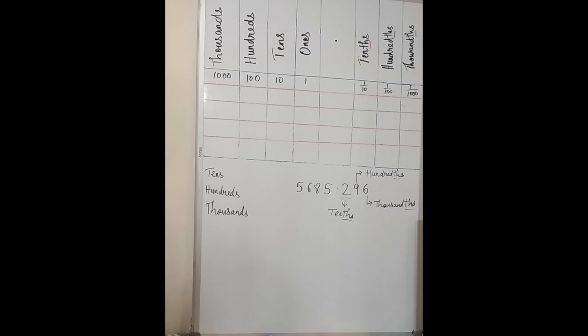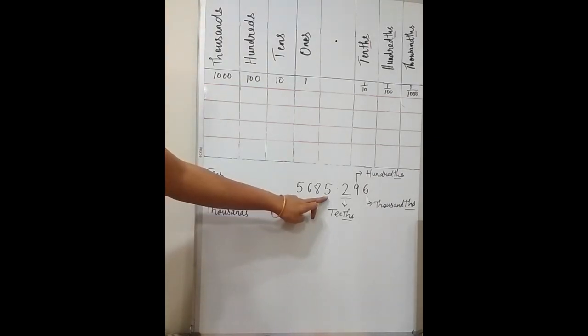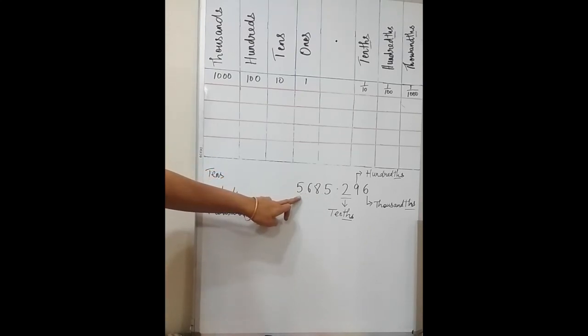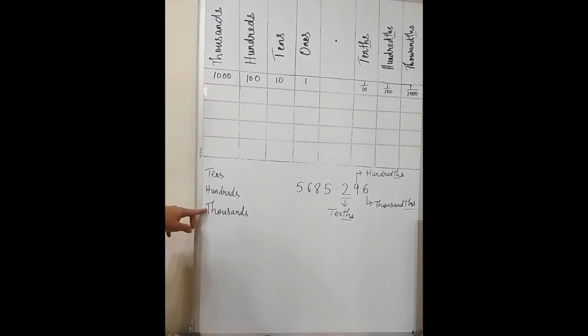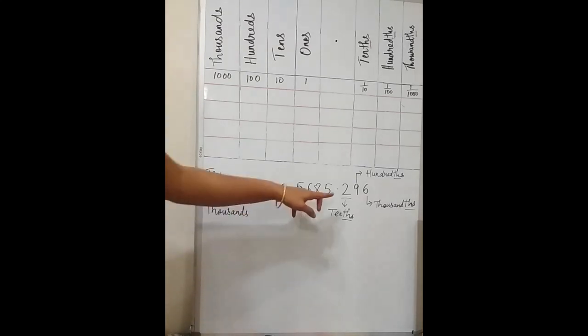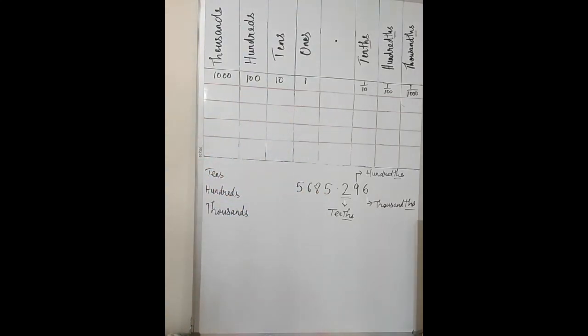Now we are going to learn about the place value chart. We know how to write a whole number in the place value chart. Now I have a number here, 5685.296. This place we call the ones place, this is the tens place, this is the hundreds place and this is the thousands place, right? So 5 is in the ones place, 8 is in the tens place, 6 is in the hundreds place, 5 is in the thousands place. So I'm going to write the whole number part in the place value chart.